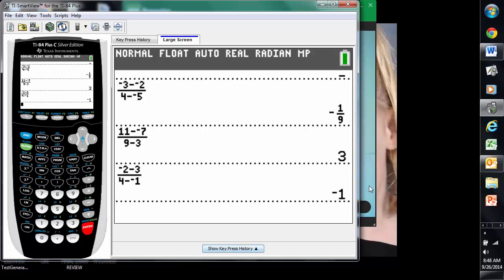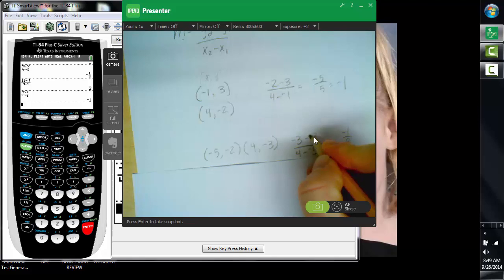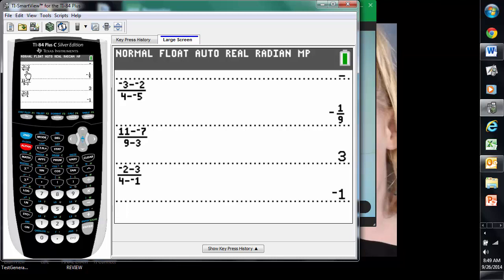We're going to do the slope between the points -5, -2, and 4, -3. So again, y2 is -3 minus -2, there's a negative sign there, over 4 minus -5. So back to the calculator. You can see I just did it right up here. The answer is -1/9.